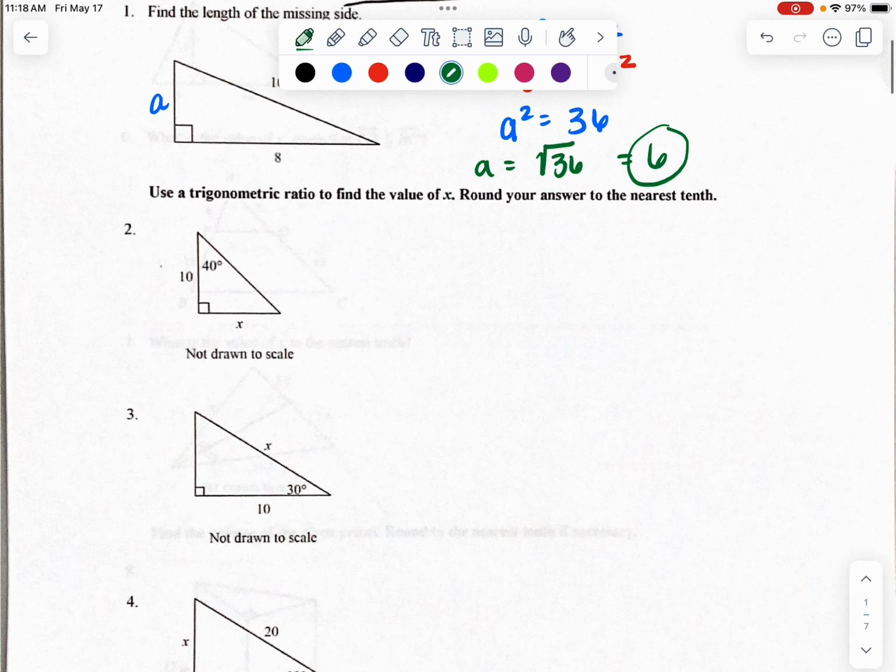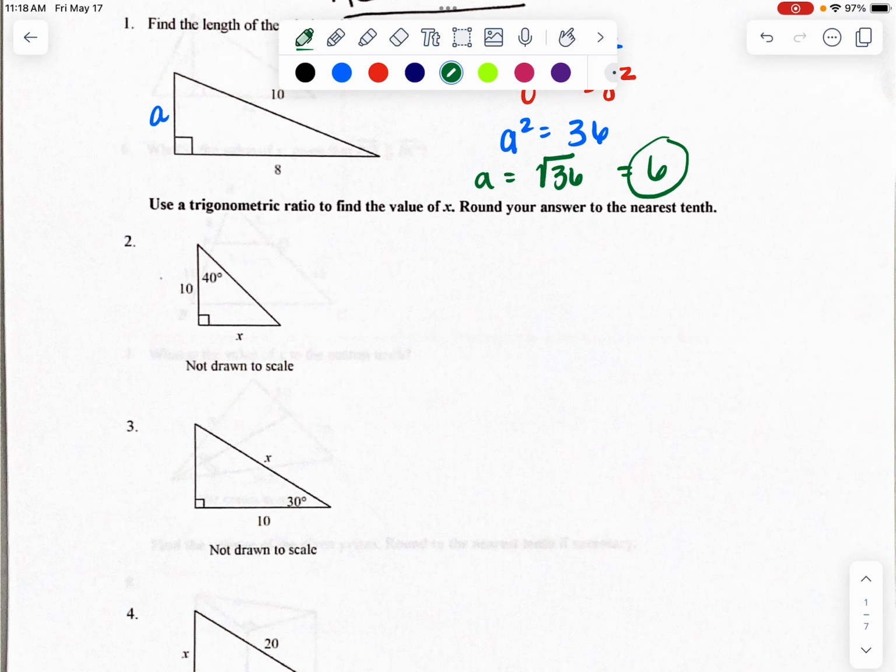Numbers 2, 3, and 4 are the trig ratios. If you remember those, that's SOHCAHTOA.